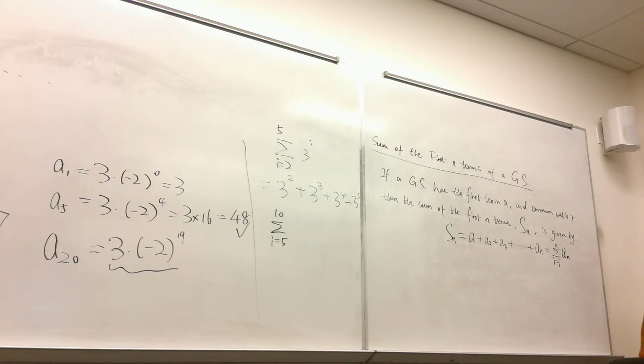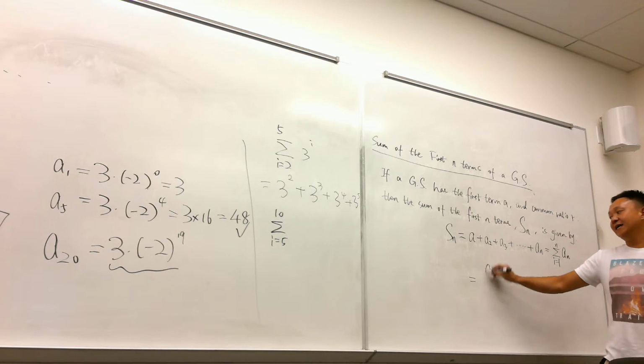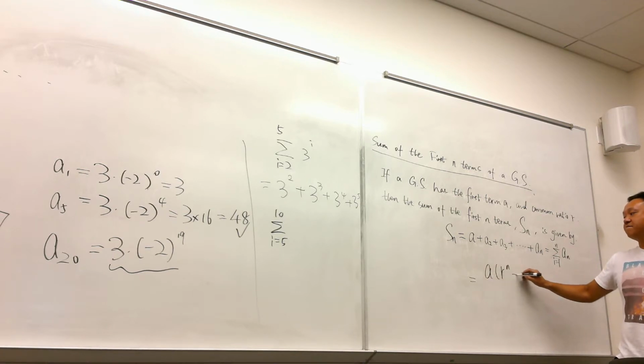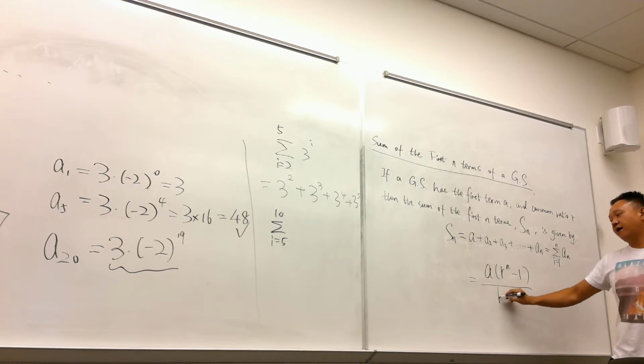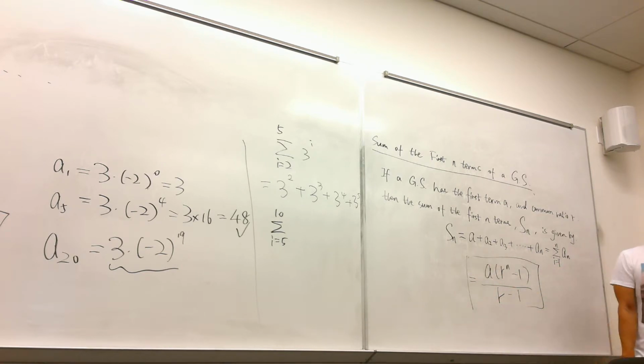Okay, let me just write it better. i equals 1, which is from the first term until the nth term, a sub i. And then guys, the formula is really important. This S sub n equals a times r to the n minus 1 over r minus 1. This is probably the second formula that we need to do today.